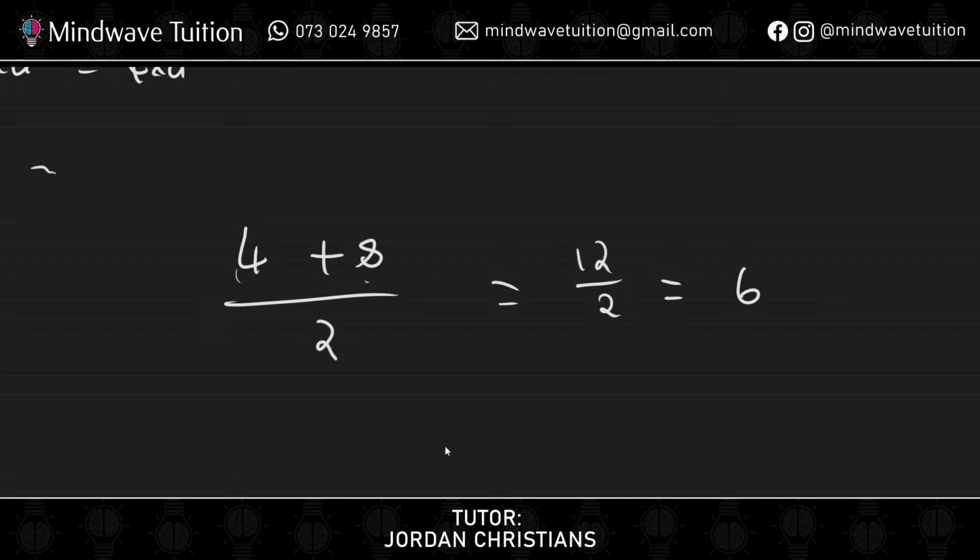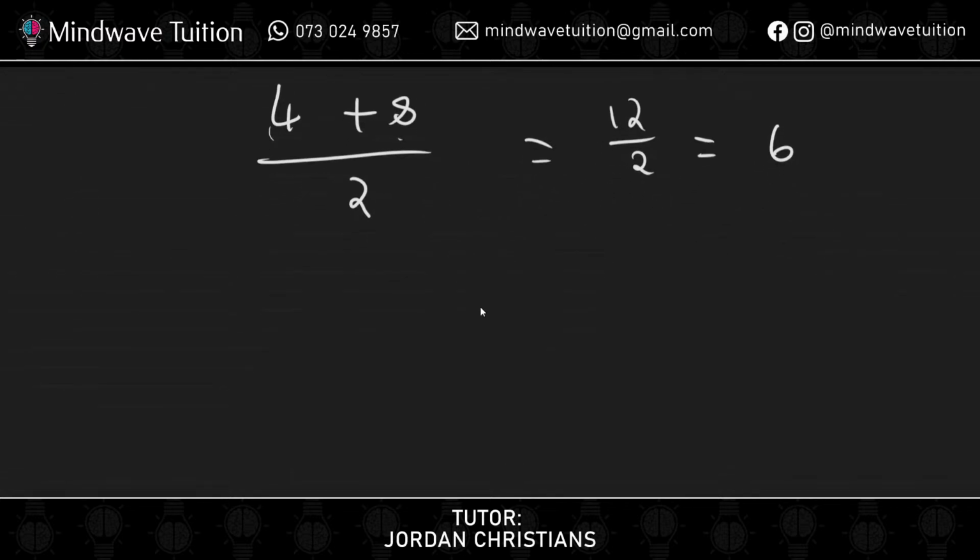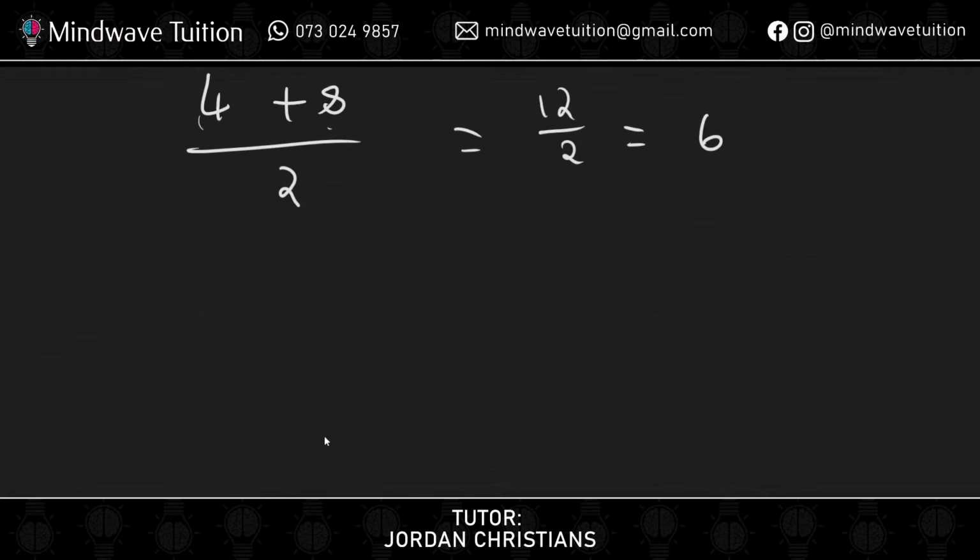But let's write this in a different way real quick. Remember, the only reason why something can add in a fraction is because it has the same denominator. So you cannot add or minus fractions unless they have the same denominator. So using this, we can actually do this in a slightly different way. 4 plus 8 over 2 we can actually rewrite as 4 over 2 plus 8 over 2.